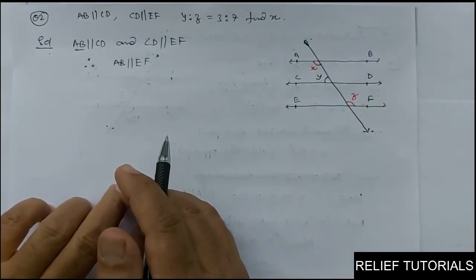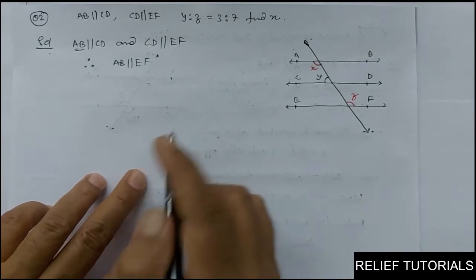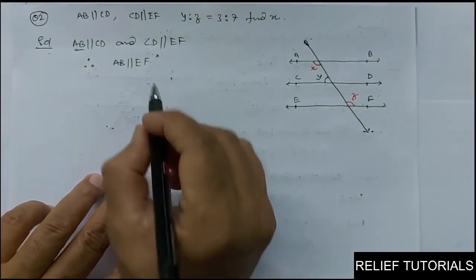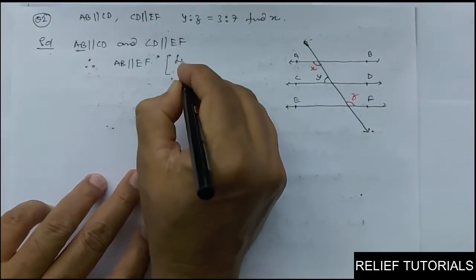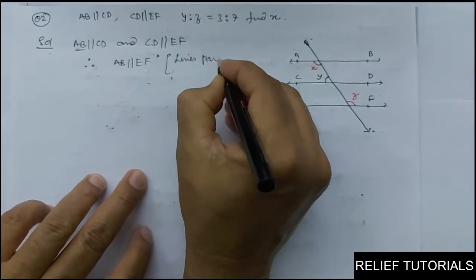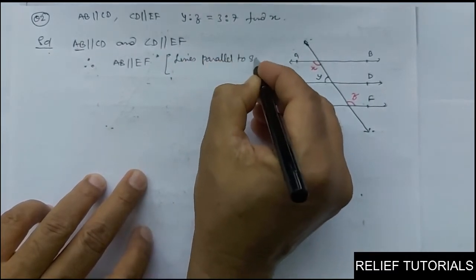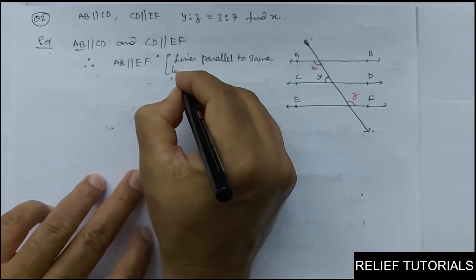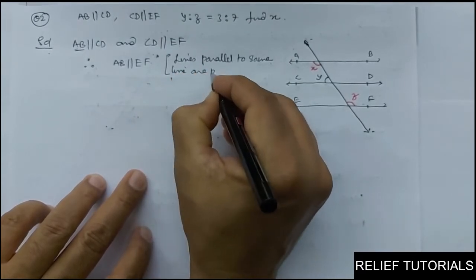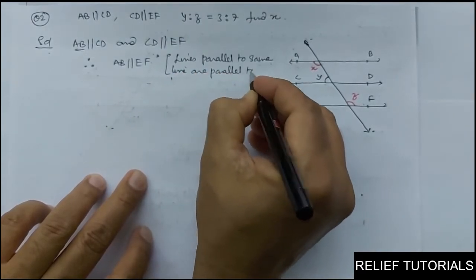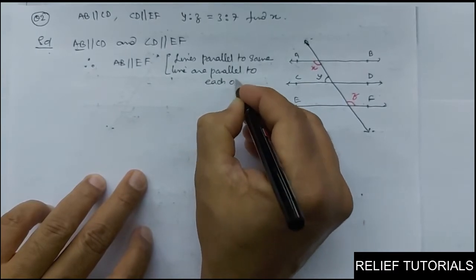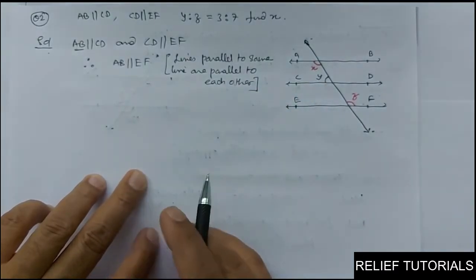Reason: we have seen theorem 5. Lines which are parallel to the same line are parallel to each other. We can write here: lines parallel to same line are parallel to each other. Theorem. Have you got it, friends?